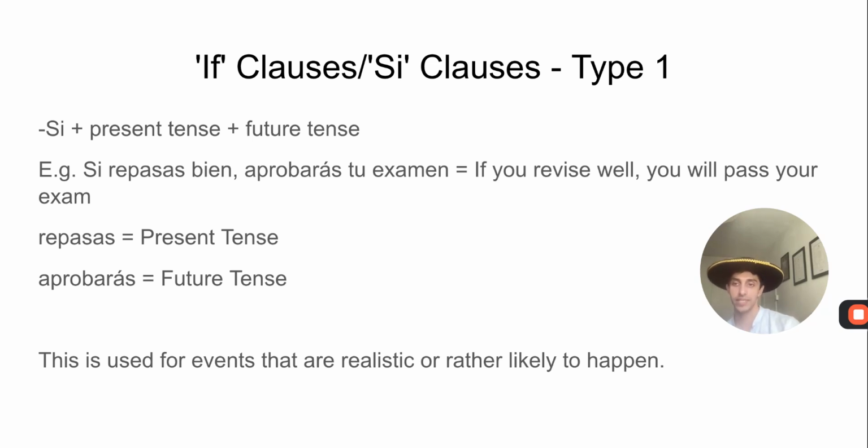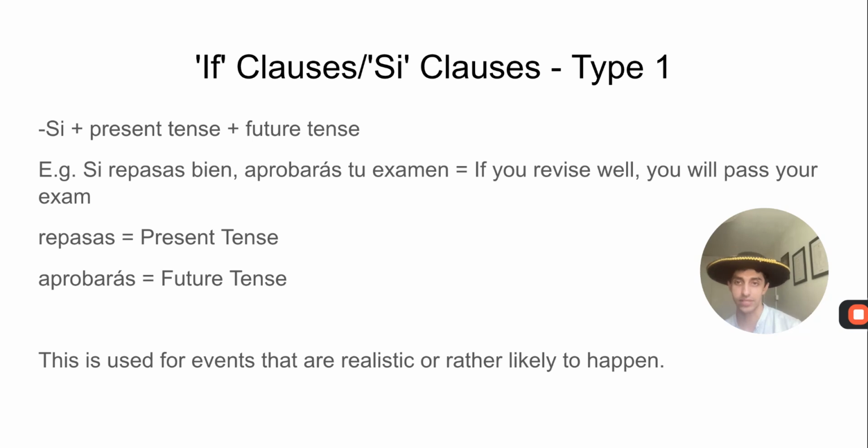So repasas, just to reiterate, is the present tense of the verb repasar, meaning to revise in Spanish. Aprobarás, that verb is in the future tense in the example. Aprobar is the Spanish verb to pass, as in to pass an exam. This particular type of if clause or si clause, which is the easiest one of the three, is used for events that are realistic or quite likely to happen.